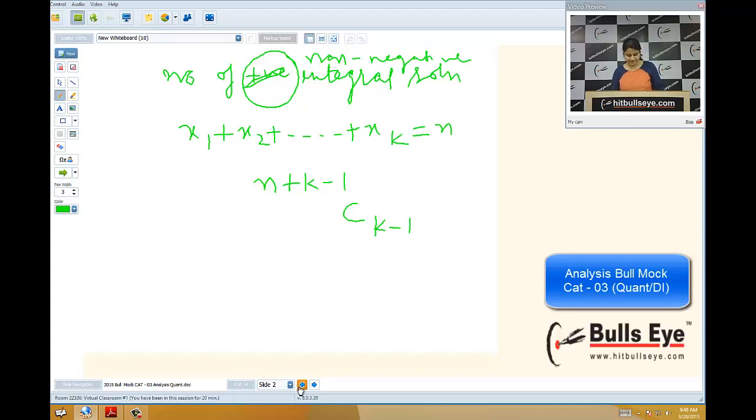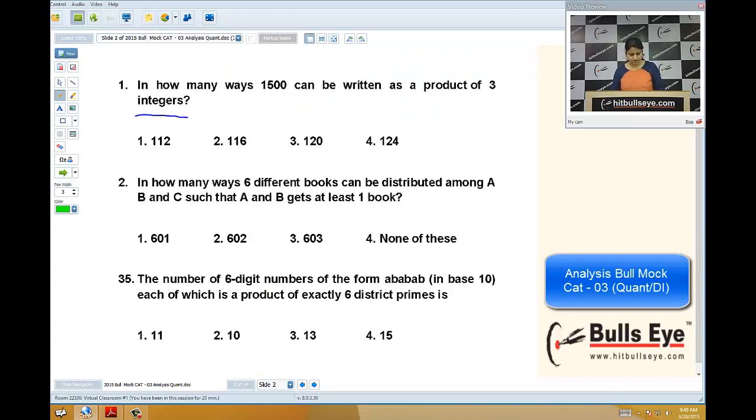Okay. Let us see the second question. In how many ways can 6 different books be distributed among A, B and C such that A and B get at least one book? Very good question it was. See, what is the keyword here? Different books. Suppose the question says in how many ways 6 similar books can be distributed among these 3 persons, then we can apply the same formula we were discussing, N plus K minus 1, C k minus 1. But in this case we cannot, because books are different as well as persons are different.